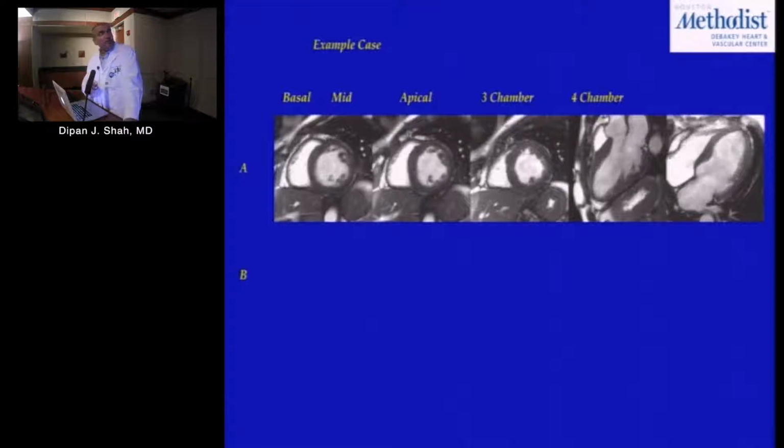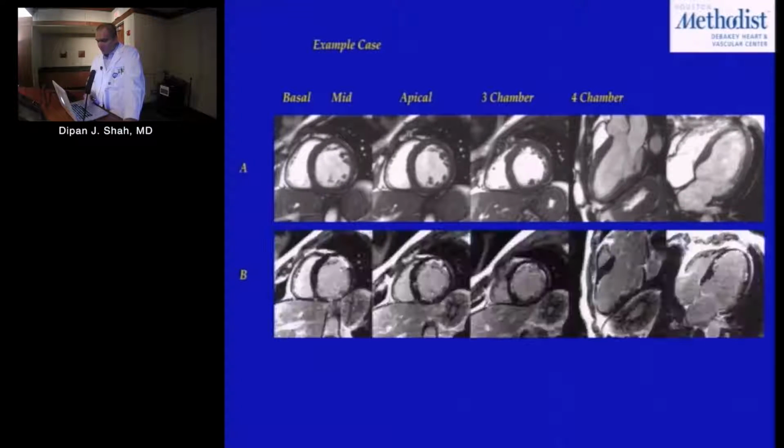And so I'll show you an example case. Here's a person who, if we look at their cine images, we can see there's moderate to severe LV dysfunction with an LVEF of about 30 to 35%. And you can see there's some regional variation here. For example, the inferior wall looks like it's akinetic, but all areas of the myocardium at least have some level of dysfunction.